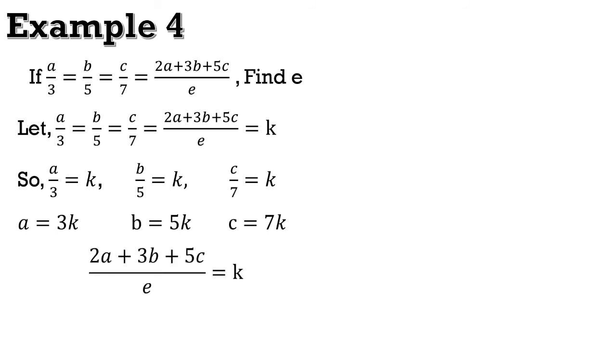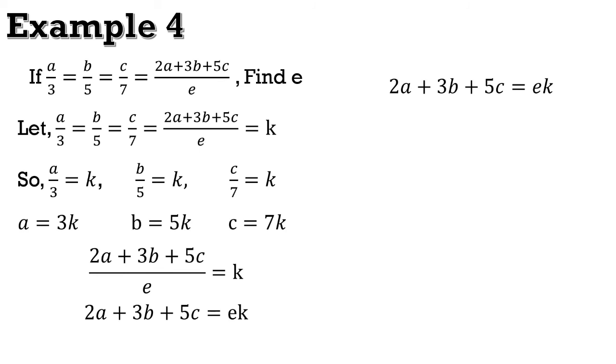Next, we have 2a plus 3b plus 5c over e equals k. Multiplying both sides by e, this will give us 2a plus 3b plus 5c equals ek. As you can see, may mga values na tayo for a, b, and c. Next, we will substitute those values dito sa ating equation na 2a plus 3b plus 5c equals ek. So, we will have 2 times the value of a, which is 3k, plus 3 times the value of b, which is 5k, plus 5 times the value of c, which is 7k, equals ek.